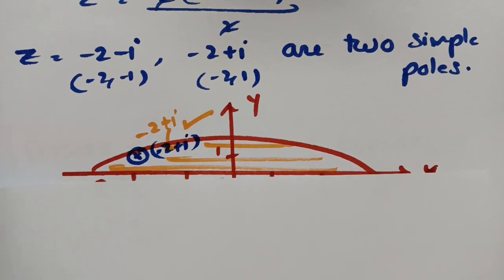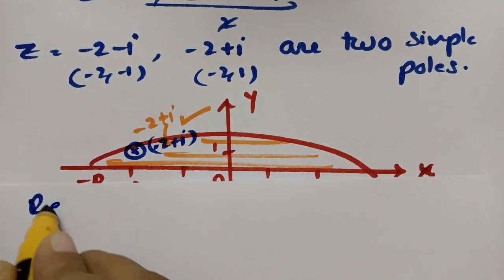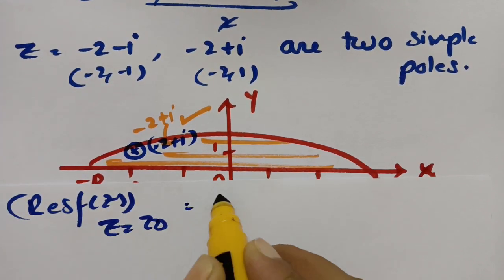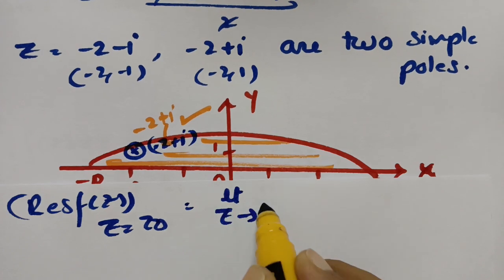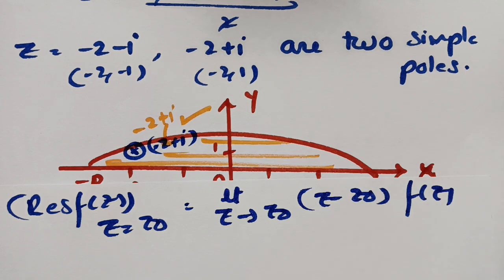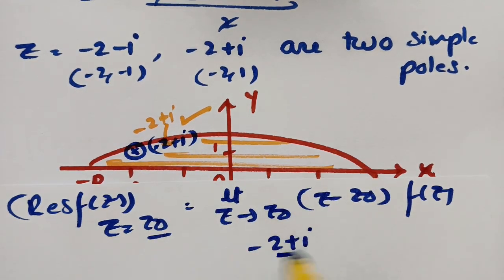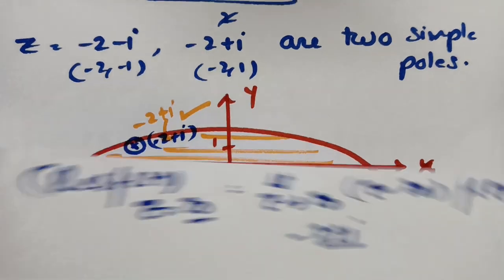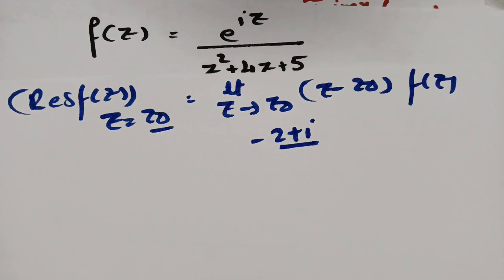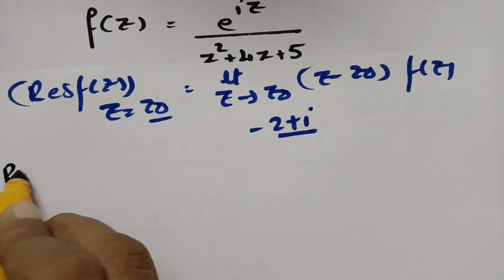for finding the residue, what we have to do? For the residue at the interior pole, the residue of f of z at z equal to z naught is nothing but the limit z tends to z naught of z minus z naught into f of z. So what is the interior pole here? This is minus 2 plus i, the interior pole. And f of z is very clear as this one. Now if I substitute, this will be the residue of f of z.